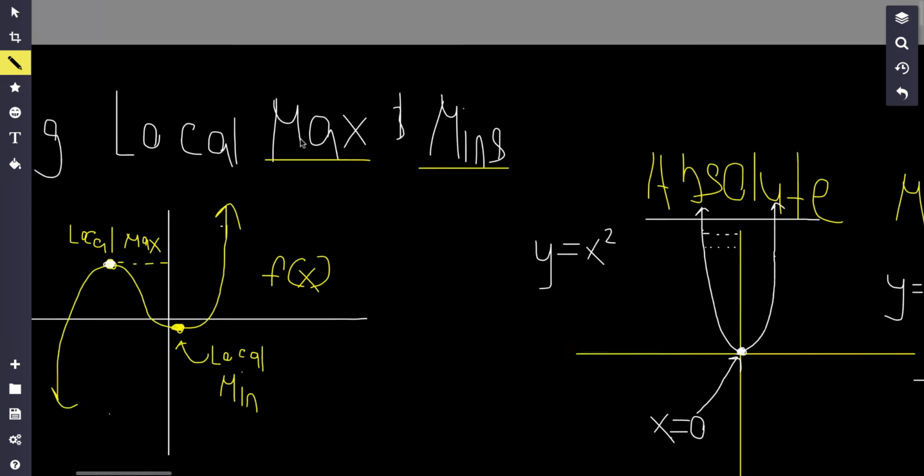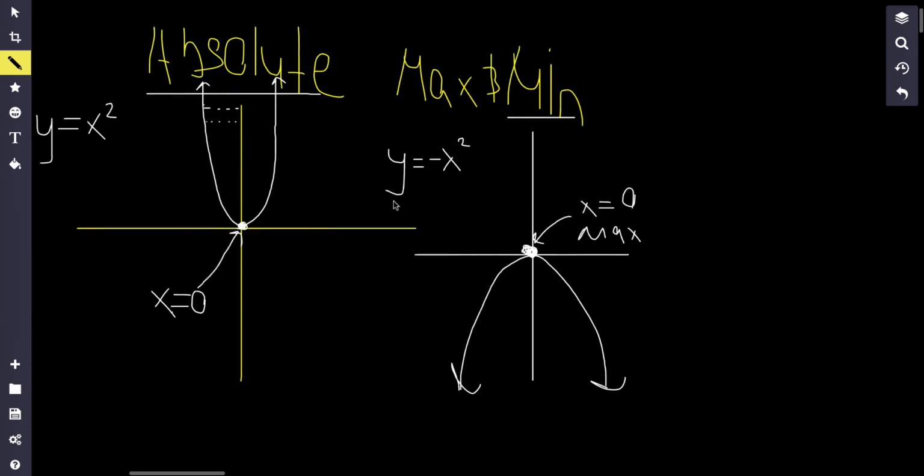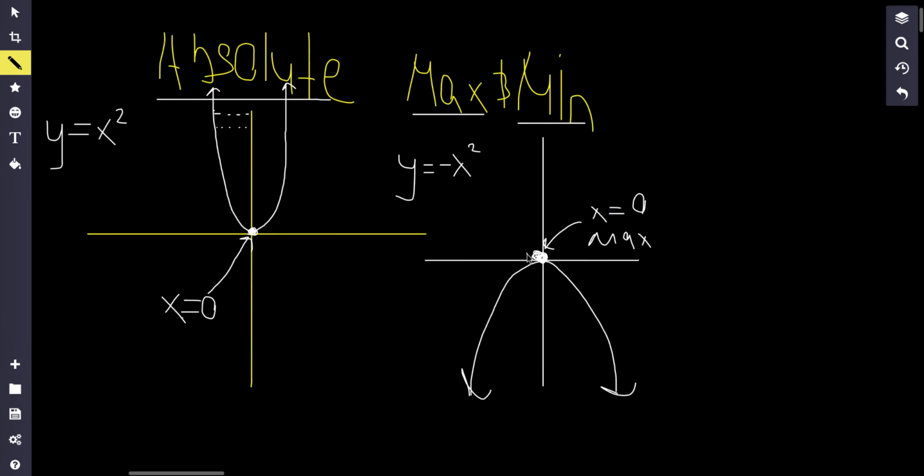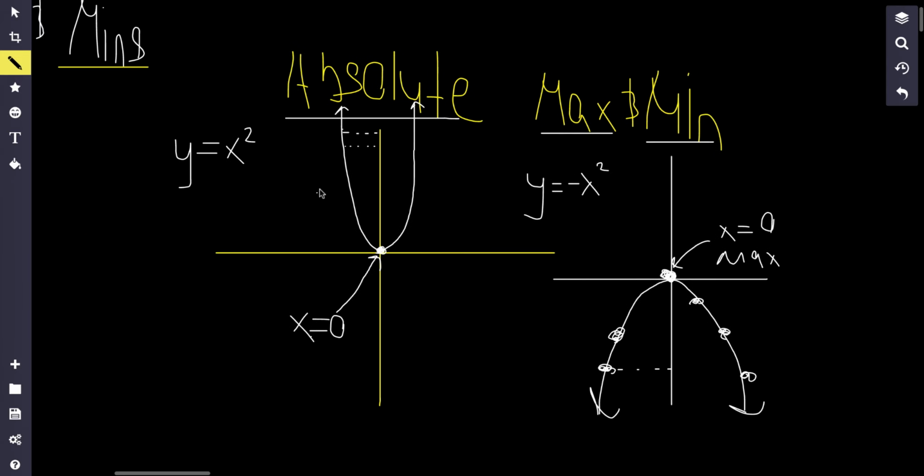However, it's not a local maximum point. It's actually an absolute maximum point, because this point right over here is greater than any other value you pick on this graph, right? Any other value you pick on this graph is going to have a y value that's less than if x is equal to 0. And an example of an absolute minimum graph would be y equals x squared. When x is equal to 0, notice how the y value at this point is always going to be less than the y values of the other points.